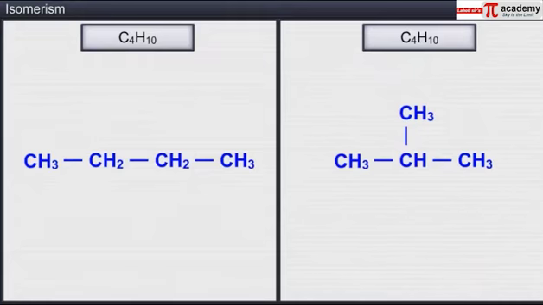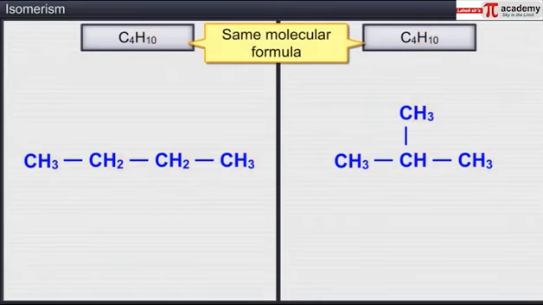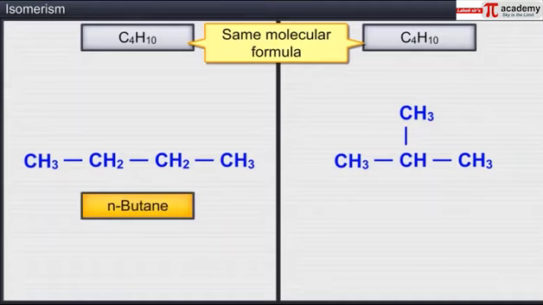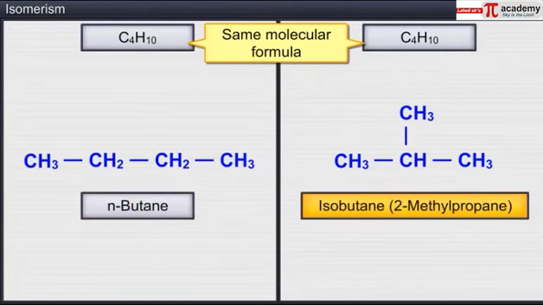Both the compounds have the same number of atoms, that is, 4 carbon atoms and 10 hydrogen atoms. Thus, their molecular formula is the same. The name of the first compound is n-butane and the second compound is isobutane or 2-methylpropane.